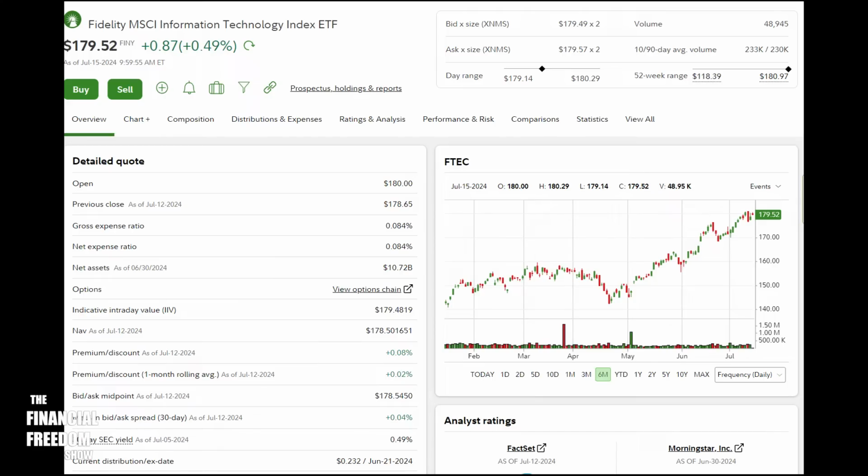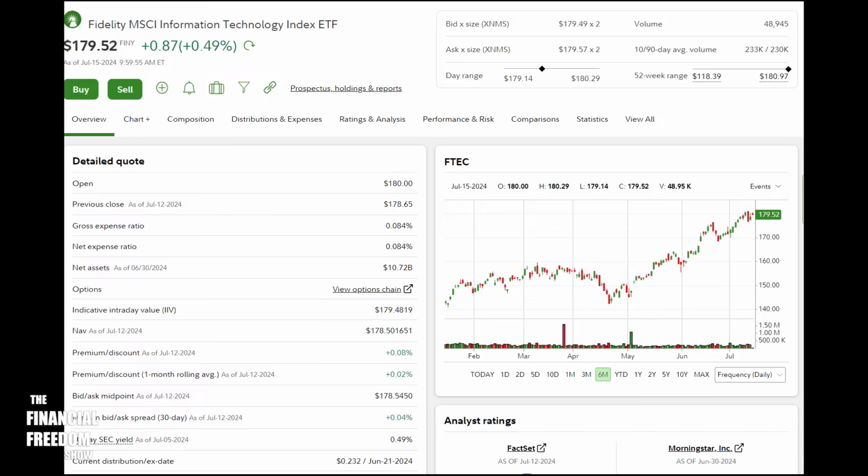While FTEC has many benefits, it's also important to consider the potential risks. The technology sector can be volatile, and tech stocks can experience significant price swings. This volatility can impact the value of your investment in FTEC. Another consideration is the concentration of risk. Although FTEC is diversified within the tech sector, it is still heavily focused on technology companies. If the tech sector as a whole experiences a downturn, FTEC's performance will likely be negatively affected.